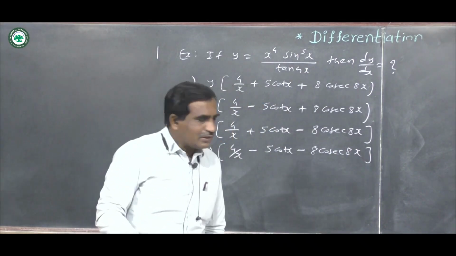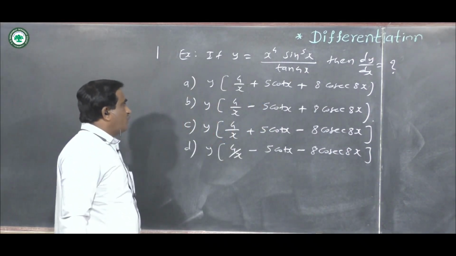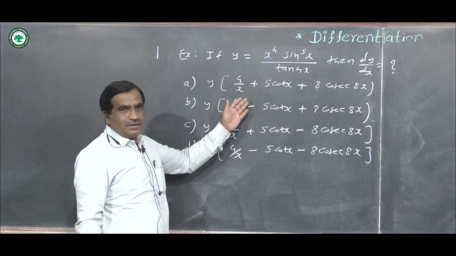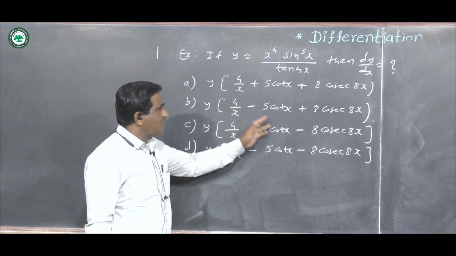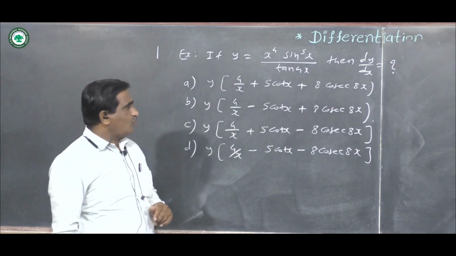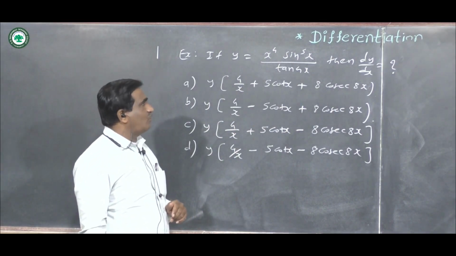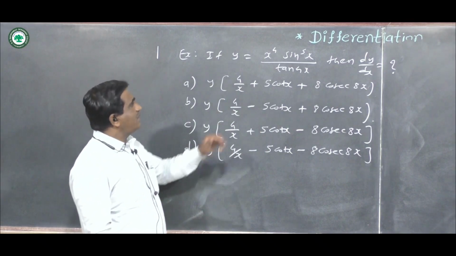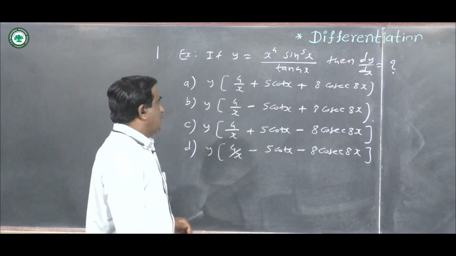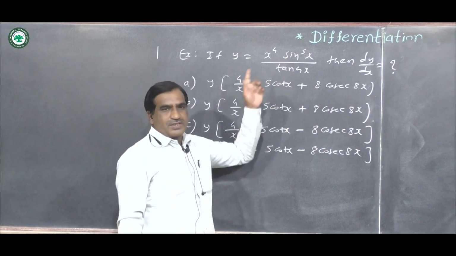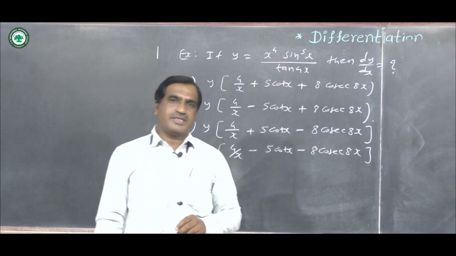Okay, now these are the four options. If we see, all these options are approximately similar, changes in only sign. Now we have to choose the correct answer. For that purpose we have to find the derivative for this equation. Here the function is a division of two functions, so we use logarithmic differentiation.